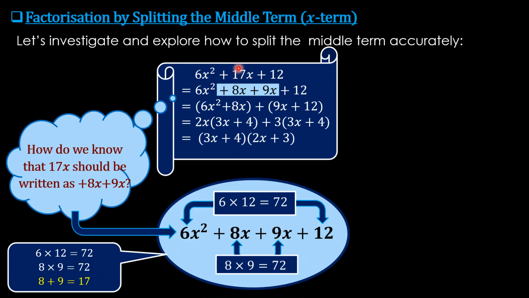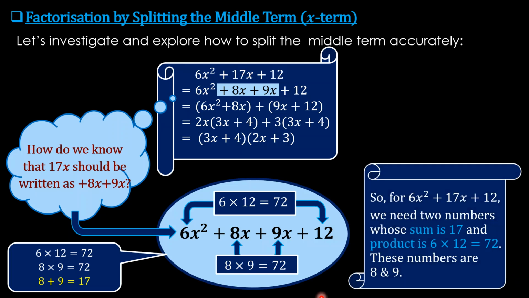to rewrite this 17x as 8x plus 9x. That's how we determine. So this 72, this is also 72, the same, but the sum of these two is equal to this 17. So for 6x square plus 17x plus 12, we need two numbers whose sum is 17 and product is 6 times 12 equal to 72. These numbers are 8 and 9.